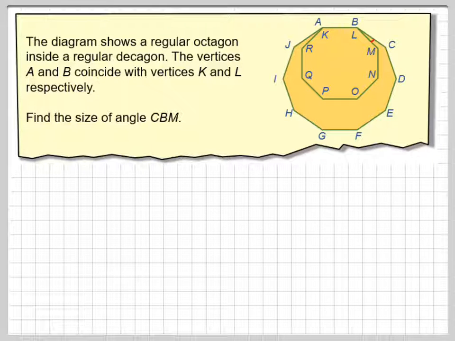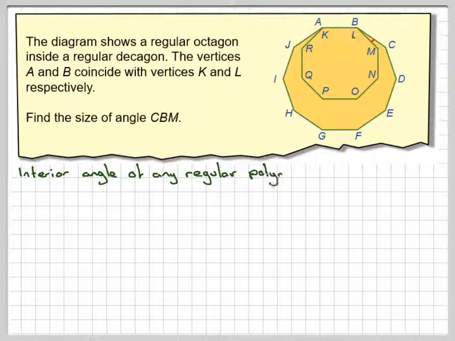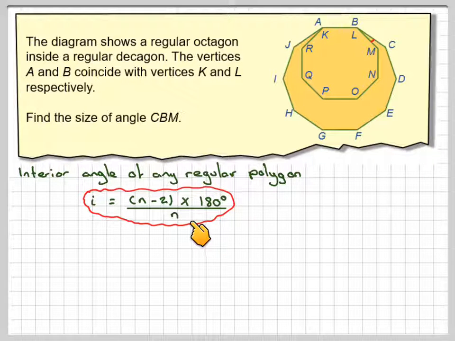Okay, so how we can find that is if we find the interior angle of the decagon, then the interior angle of the octagon, and subtract the two, that will give me what's left. So the interior angle of any polygon is (n minus 2) times 180 divided by n. For this to work, the shape has to be regular, i.e. all the sides are the same.